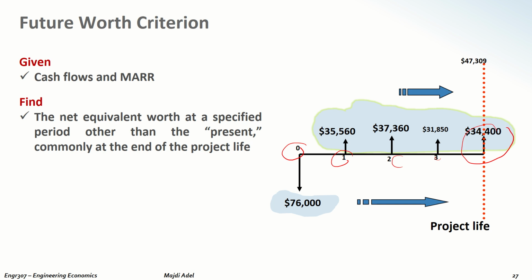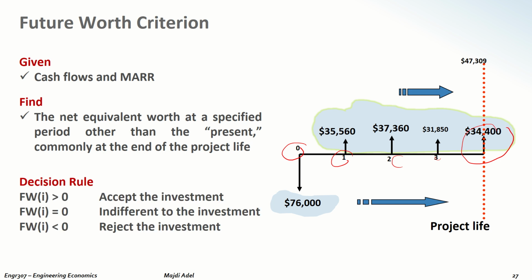Usually we can calculate it at any year other than n equal 0, and usually we calculate it at the end of the project life. Criteria or decision rule: if future worth is greater than 0, it is acceptable; less than 0 or negative, it is rejected; equal 0, indifferent. It won't make me richer or poorer. Okay?